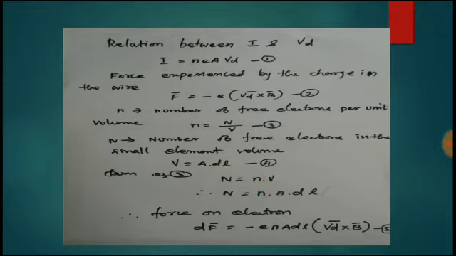And finally, force on the electron. First we have to find the force on the electron, then only we can find the force on the conductor. That's why here, force on electron: dF is equal to, the E is the same, n A dl, number of total electrons, into the drift velocity into B. So that is equation number 5.